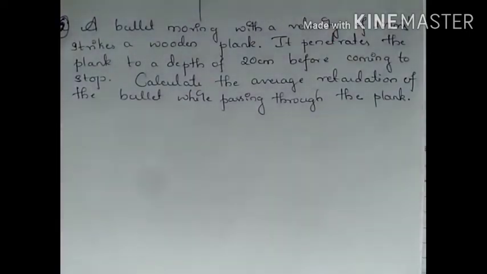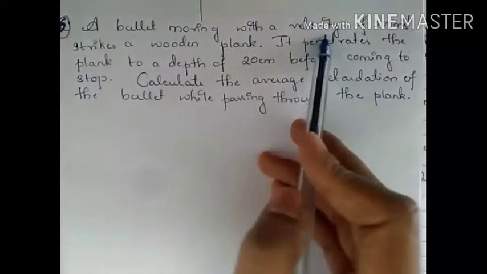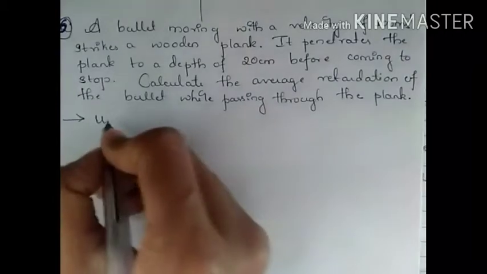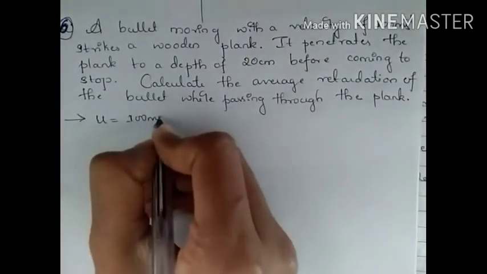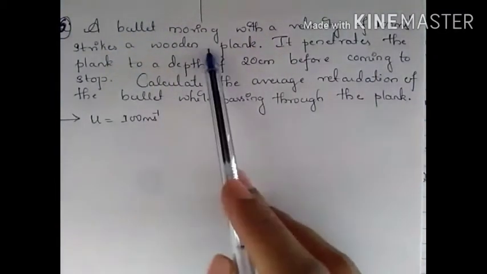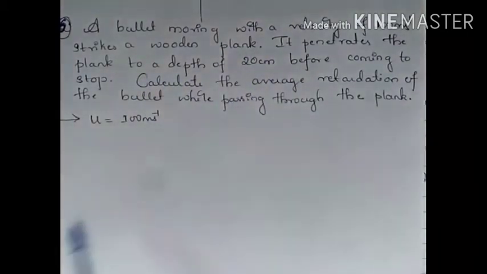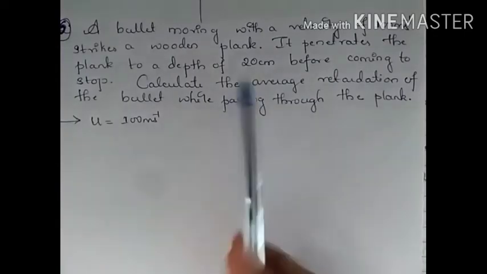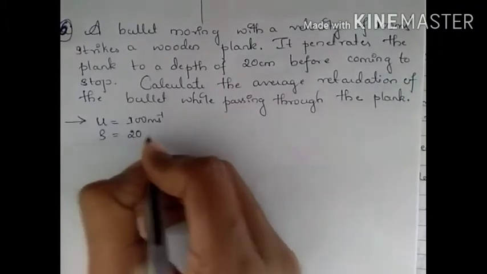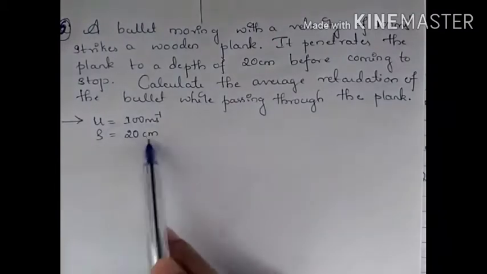So first, the initial velocity of the bullet is given. So the bullet is moving with a velocity. So u here denotes the initial velocity. U is 100 meters per second. Now what will happen? This bullet will strike a wooden plank. So it penetrates the plank to a depth of 20 centimeters. So from this we can say the distance traveled by it is 20 centimeters.